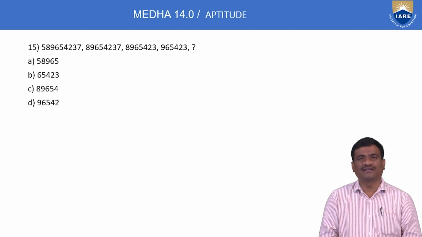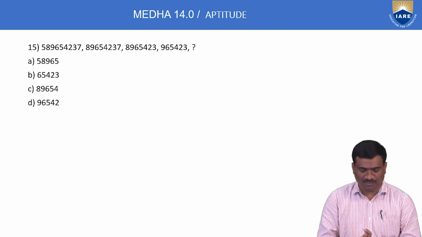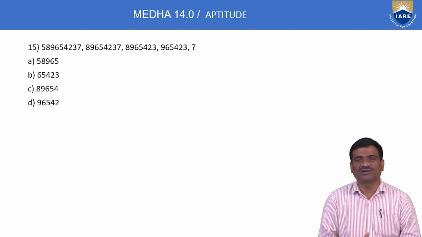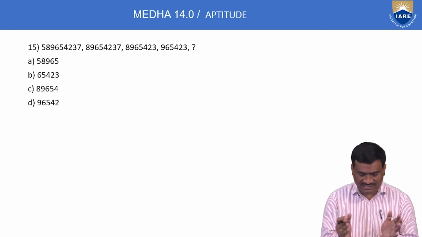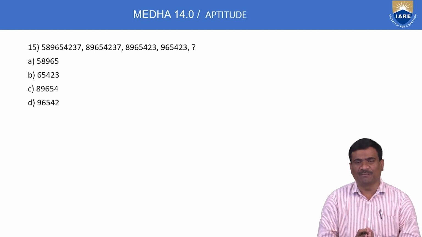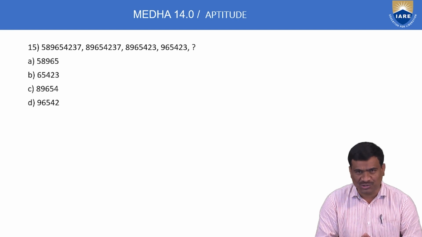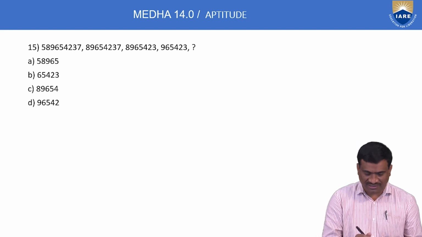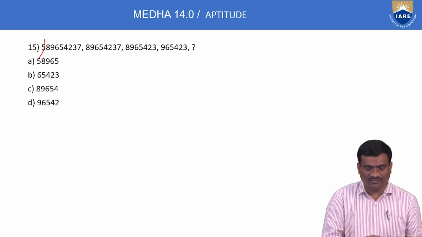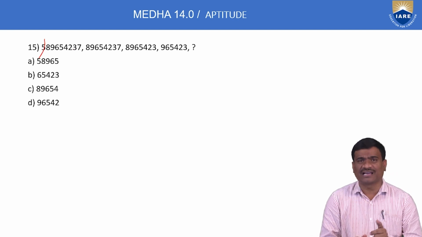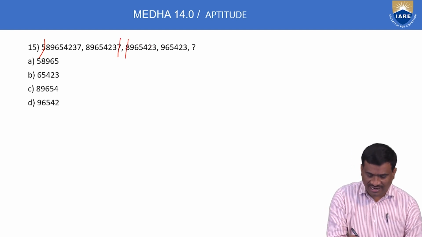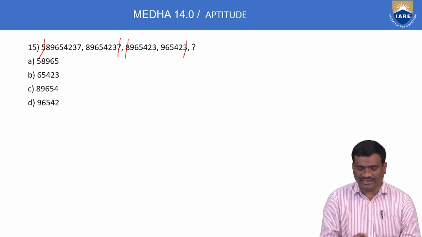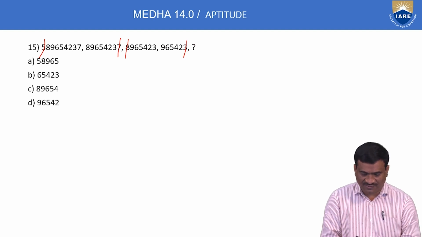Next, 15th, number series, find the next number. But there is no difference concept. First priority is difference, but here the difference method is not good, because these are 5 to 6 digit numbers. Just apply only the logical approaching method. In the logical approaching method, first 5 cancel, next second number. Next 7 cancel, third number. Next 8 cancel, fourth number. 3 cancel, next number. Means the answer is 96542. 96542, option D only correct.